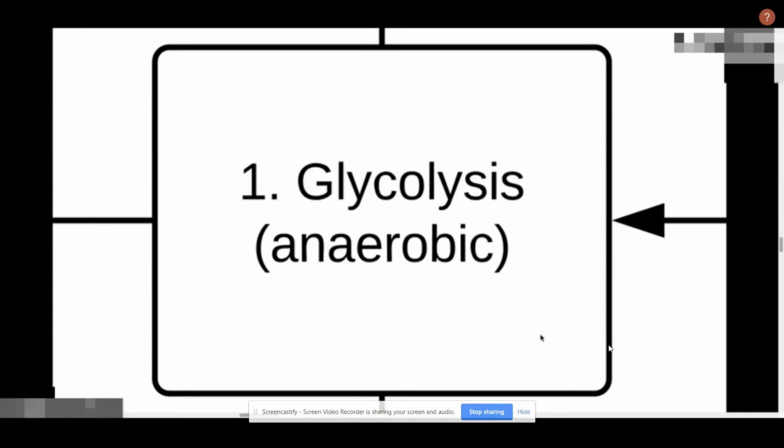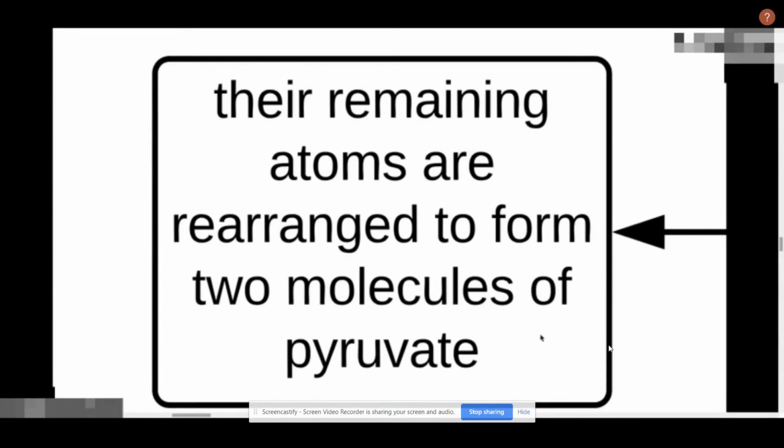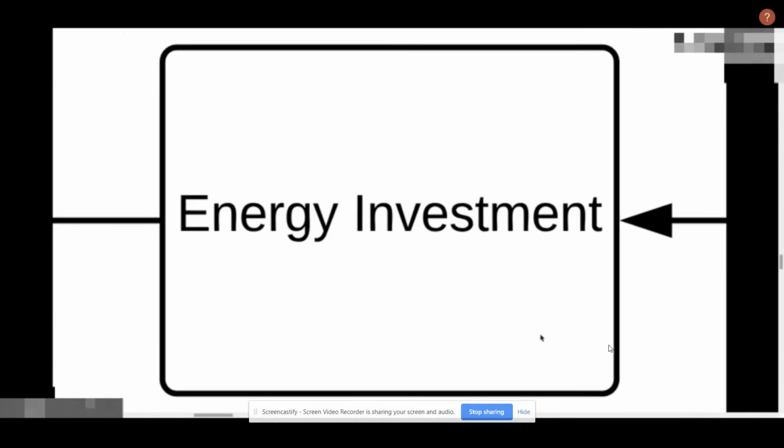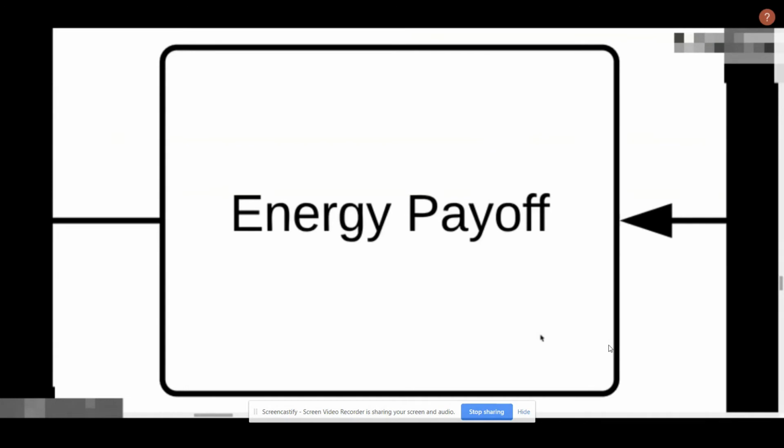1. Glycolysis. Glycolysis means the glucose is split into two 3-carbon sugars, which are then oxidized. The remaining atoms are rearranged to form 2 molecules of pyruvate. More specifically, there are 2 phases to glycolysis: energy investment and energy payoff.